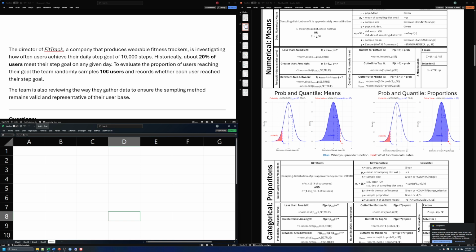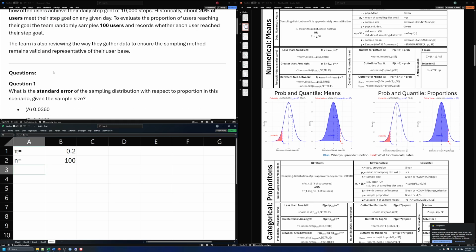And that key phrase, historically, typically is used when we are talking about population parameters. So we've got this population parameter, pi, is equal to 20%, so we'll do equals 0.2. And then it also gives us a sample size when it says to evaluate the proportion, we take a random sample of 100 users. So I want to say n is equal to 100.